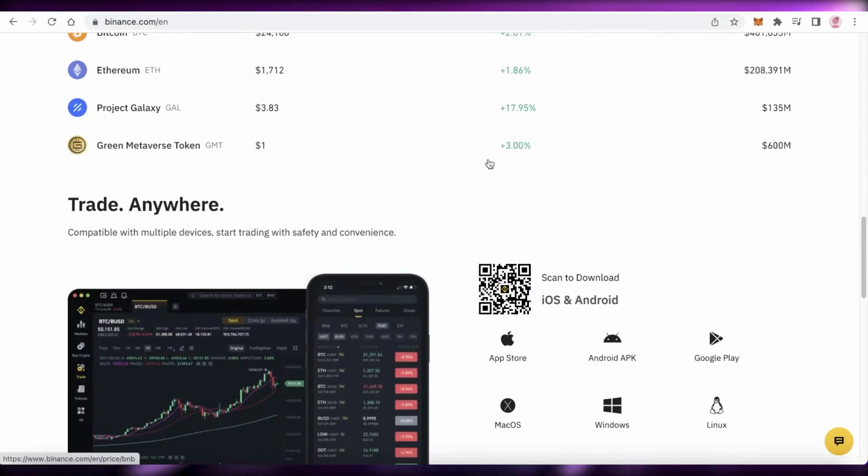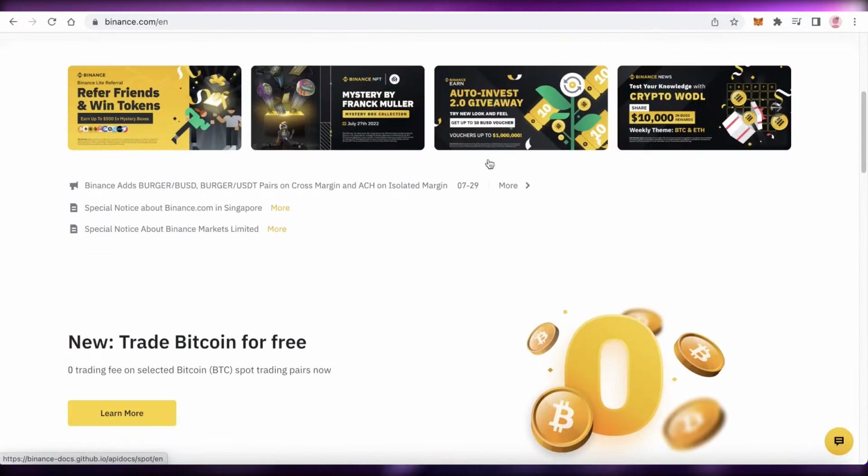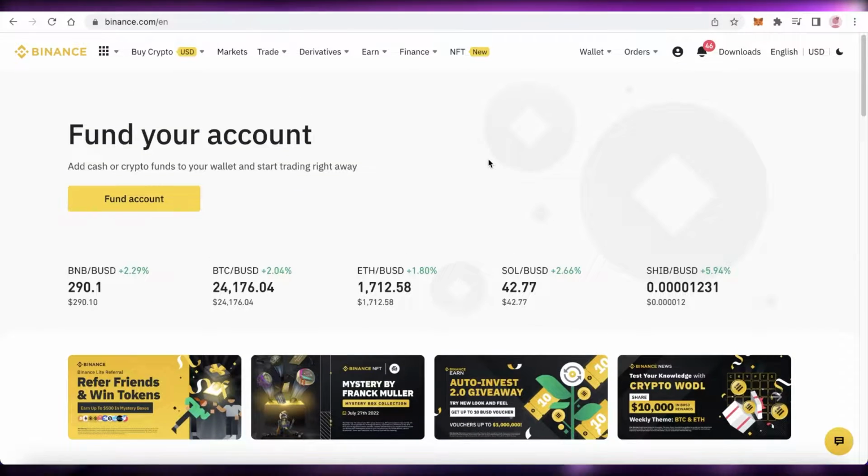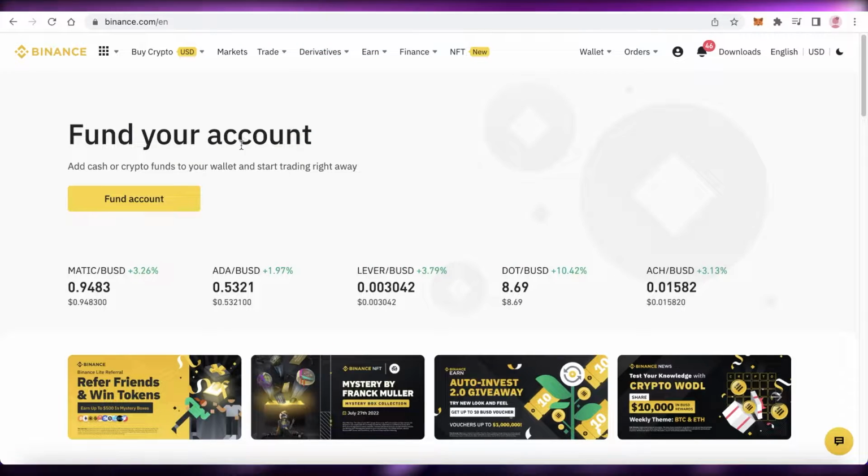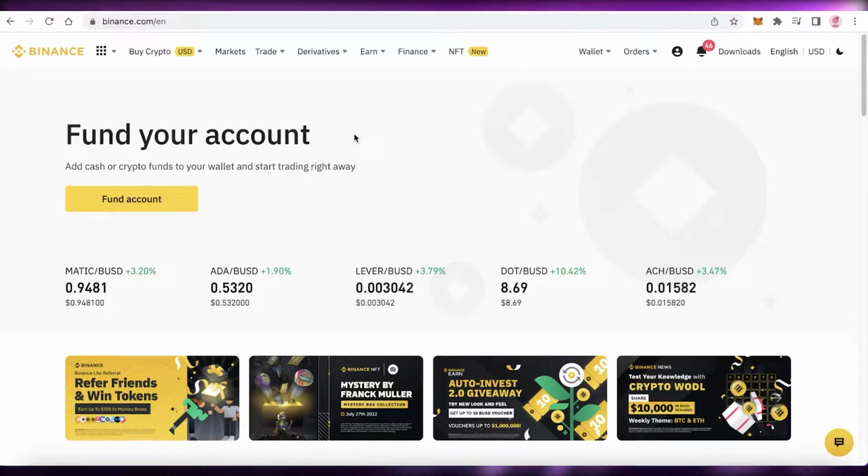Now, the first thing that you are going to do to get started is log on to your Binance account over here. And once you log on, you're going to go into the Earn section on the top. This is also available on the Binance application, so you can just follow these steps on your application as well.